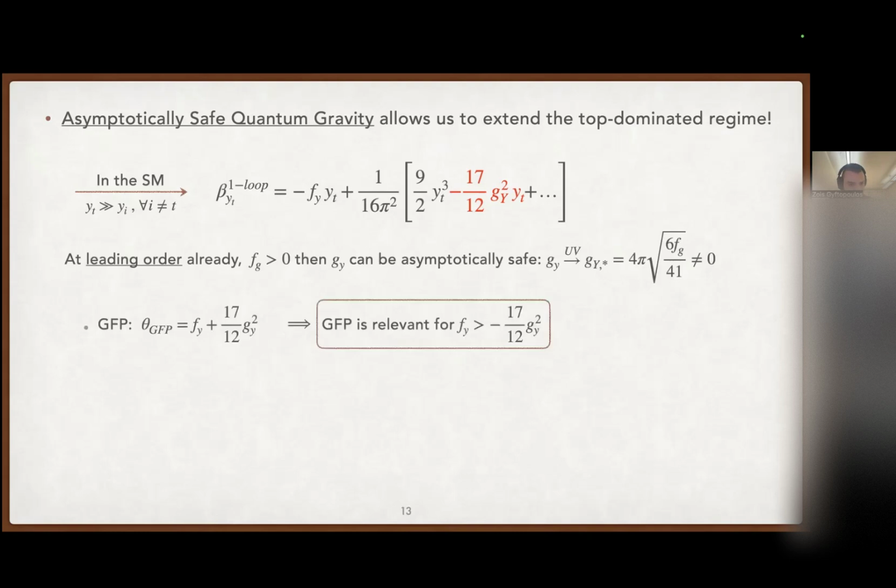In that scenario, the Gaussian fixed point is no longer irrelevant for f_y negative, because the critical exponent acquires a positive contribution, which allows f_y to be a little bit negative. So in this case, the Gaussian fixed point is actually relevant if we choose f_y not negative. The phenomenology of this case has also been explored before in the quark setting and also in the lepton setting by Astrid Eichhorn and collaborators in 2020 and by Kamila Kowalska's group in 2022.